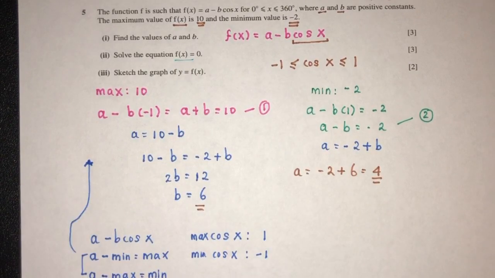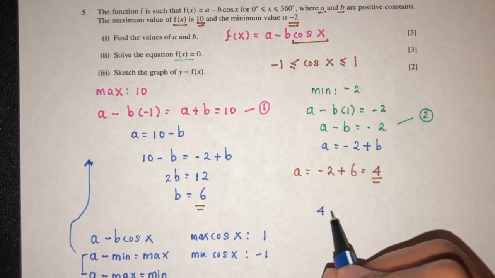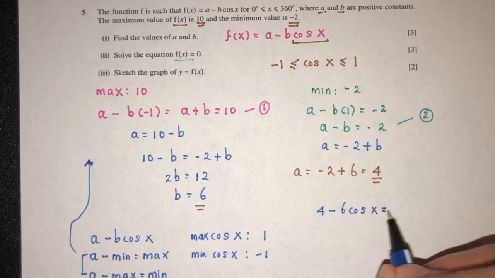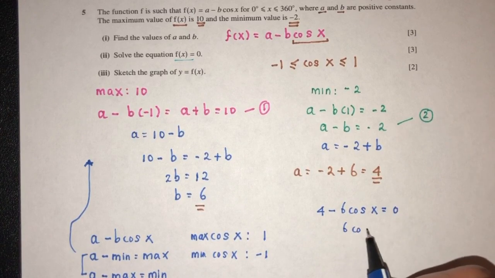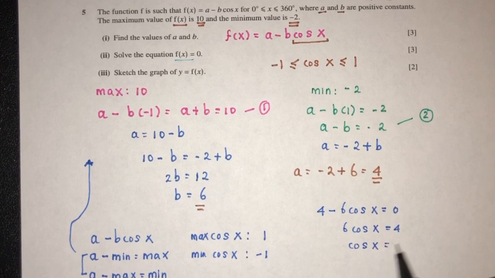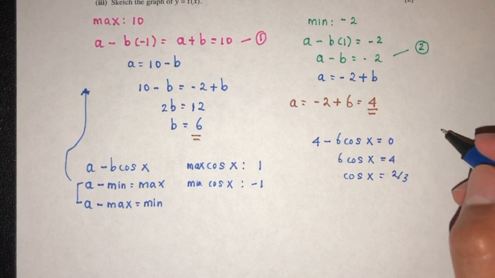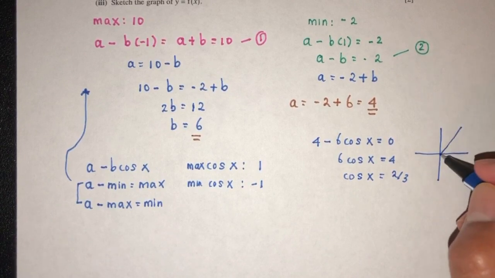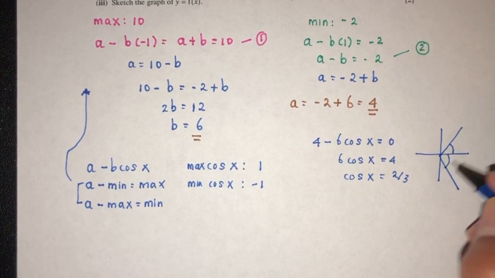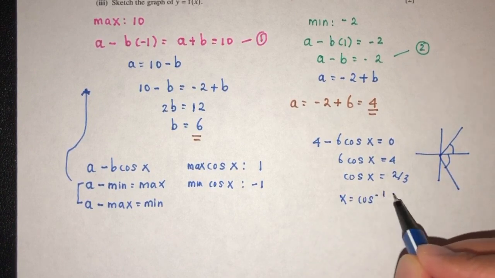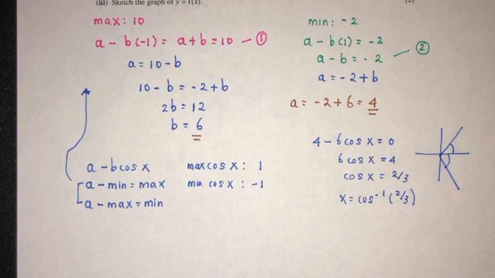So let's find out. Right now we have 4 minus 6 cos x, that will be 0. 6 cos x will be the value of 4. Cos x will be the value of 2 over 3. Since cos is a positive value, it will be in the first quadrant and in the fourth quadrant. x will be cos inverse of 2 over 3, right?